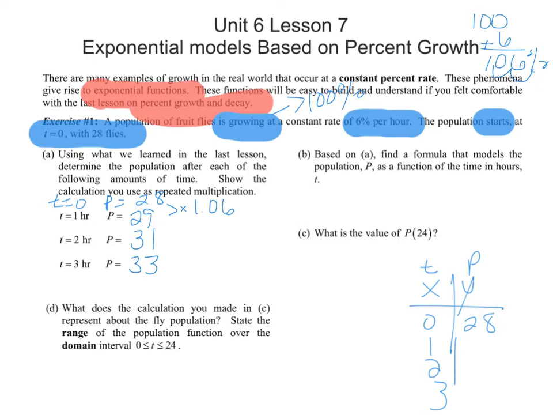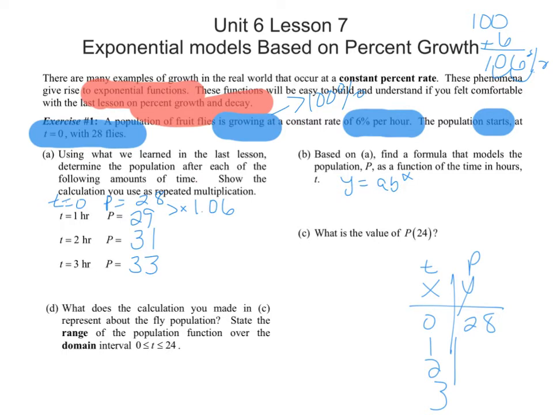Let's go to B. Based on A, find a formula that models the population P as a function of the time in hours T. So one of the things that we have to remember is that our formula for exponential functions is y equals a times b to the x power. Let's just do a quick little refresher that my a is my starting value, what we initially start with, or my y-intercept. And my b is how much I'm increasing by. So what am I increasing by? My multiplier each time. What am I multiplying by? And my x up here is going to be my variable that alters each time.